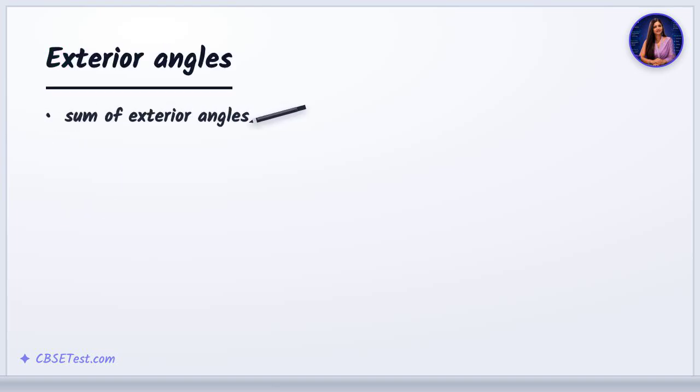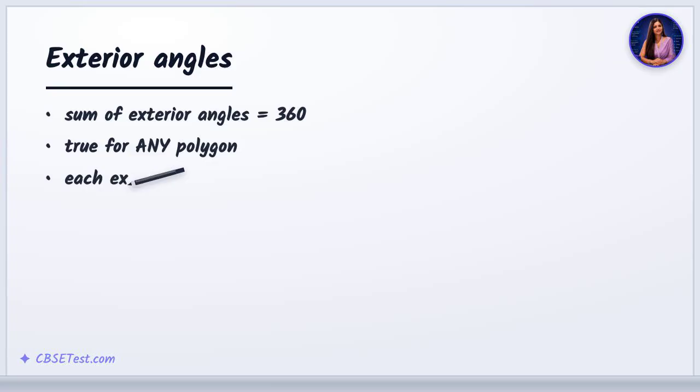A lovely fact: the exterior angles of any polygon always add up to 360 degrees. For a regular polygon, each exterior angle is 360 divided by n.